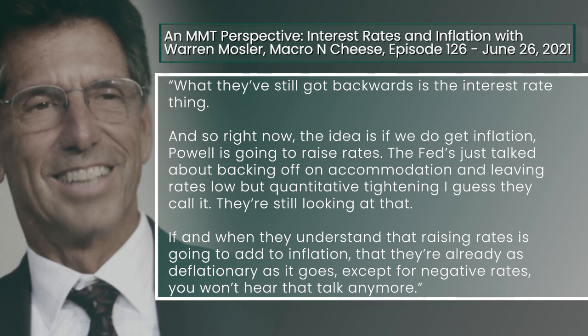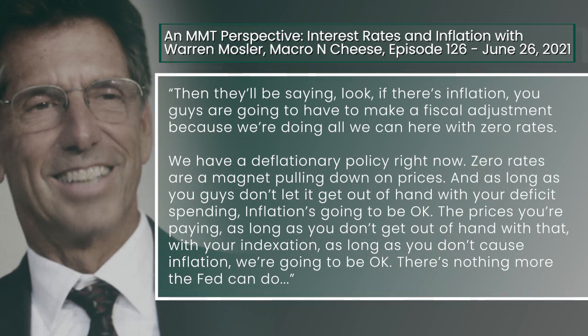And so right now, the idea is if we do get inflation, Powell's going to raise rates. The Fed's just talked about backing off on accommodation and leaving rates low, but quantitative tightening, I guess they call it. They're still looking at that. If and when they understand that raising rates is going to add to inflation, that they're already as deflationary as it goes, except for negative rates, you won't hear that talk anymore. Then they'll be saying, look, if there's inflation, you guys are going to have to make a fiscal adjustment because we're doing all we can here with zero rates.